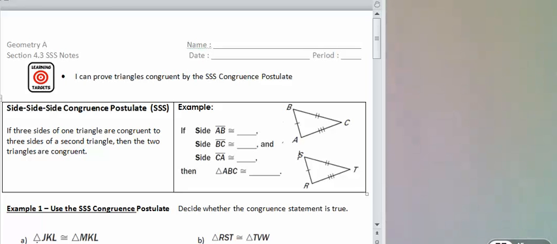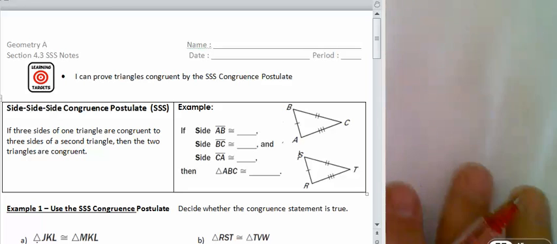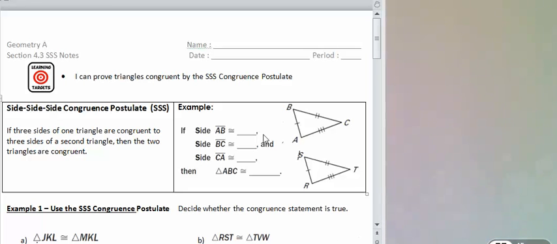Hey guys, here's a video to help you through the notes for today, and it involves understanding that triangles can be congruent, not necessarily by having to show all of their corresponding parts congruent like we did the other day, but simply that we can show that all their sides are congruent. So this first postulate we're going to learn is called the side-side-side congruence postulate, and it basically says what I just said.